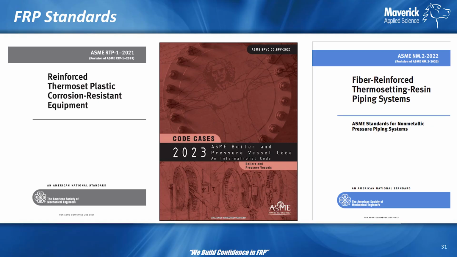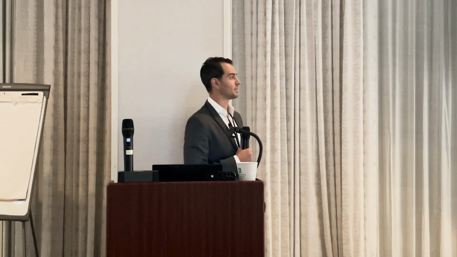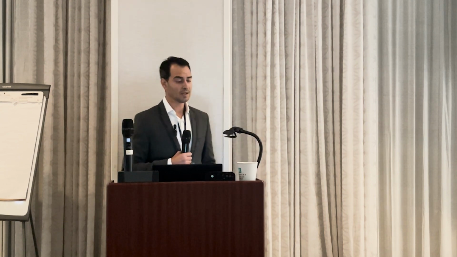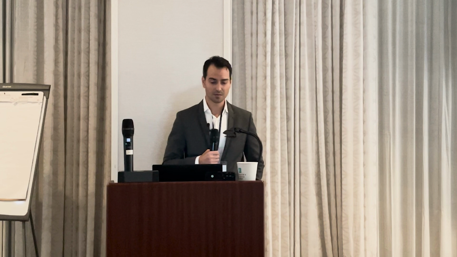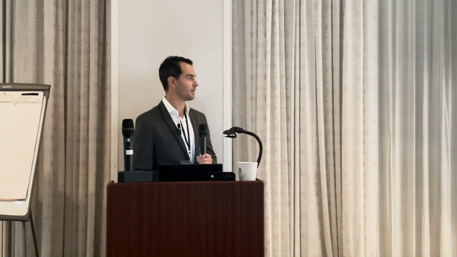And I do want to finalize my presentation by saying that there is literature out there. We have ASME RTP-1, latest version, it was 2021. It's a standard that we have been working on for a long time now. And it's mainly used for the fabrication of tanks and vessels. You also have help with ASME Section 10. And for piping, we have ASME NM2, the latest version is 2022. So this is the literature out there that you might find helpful if you're involved in an FRP project.